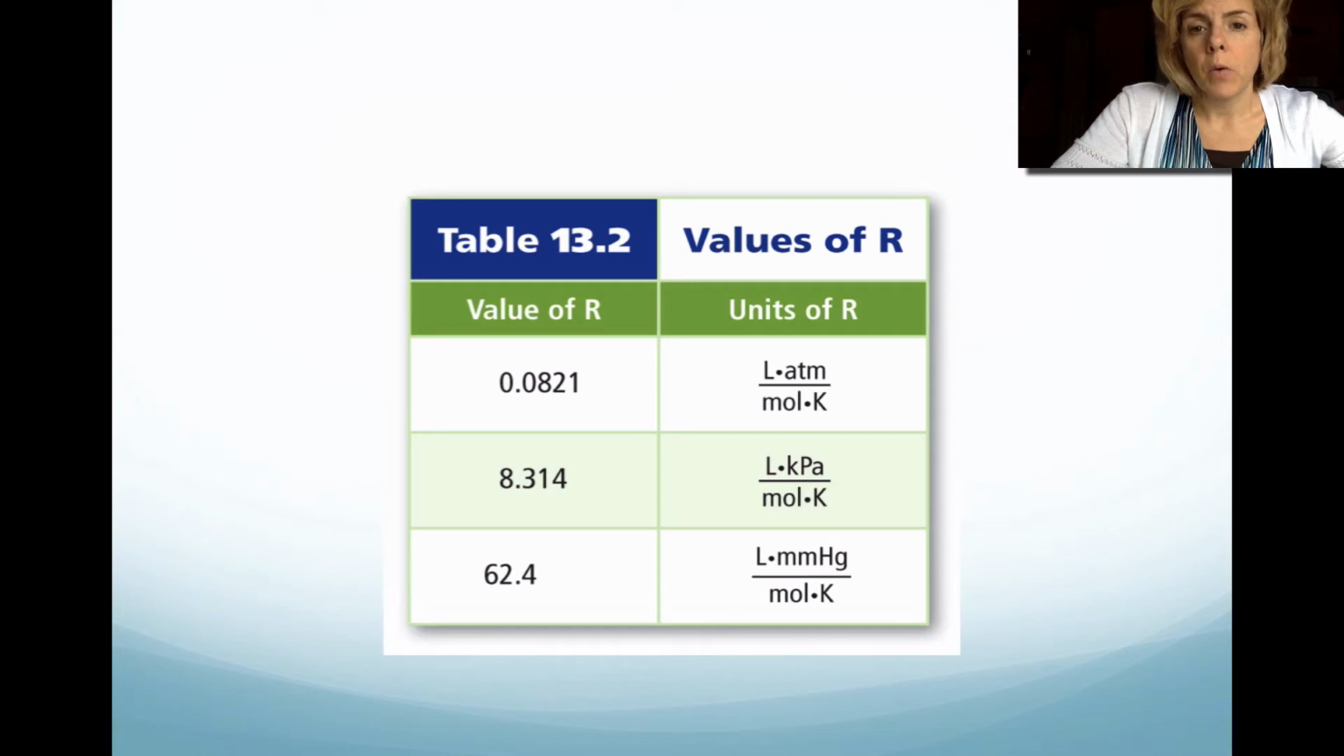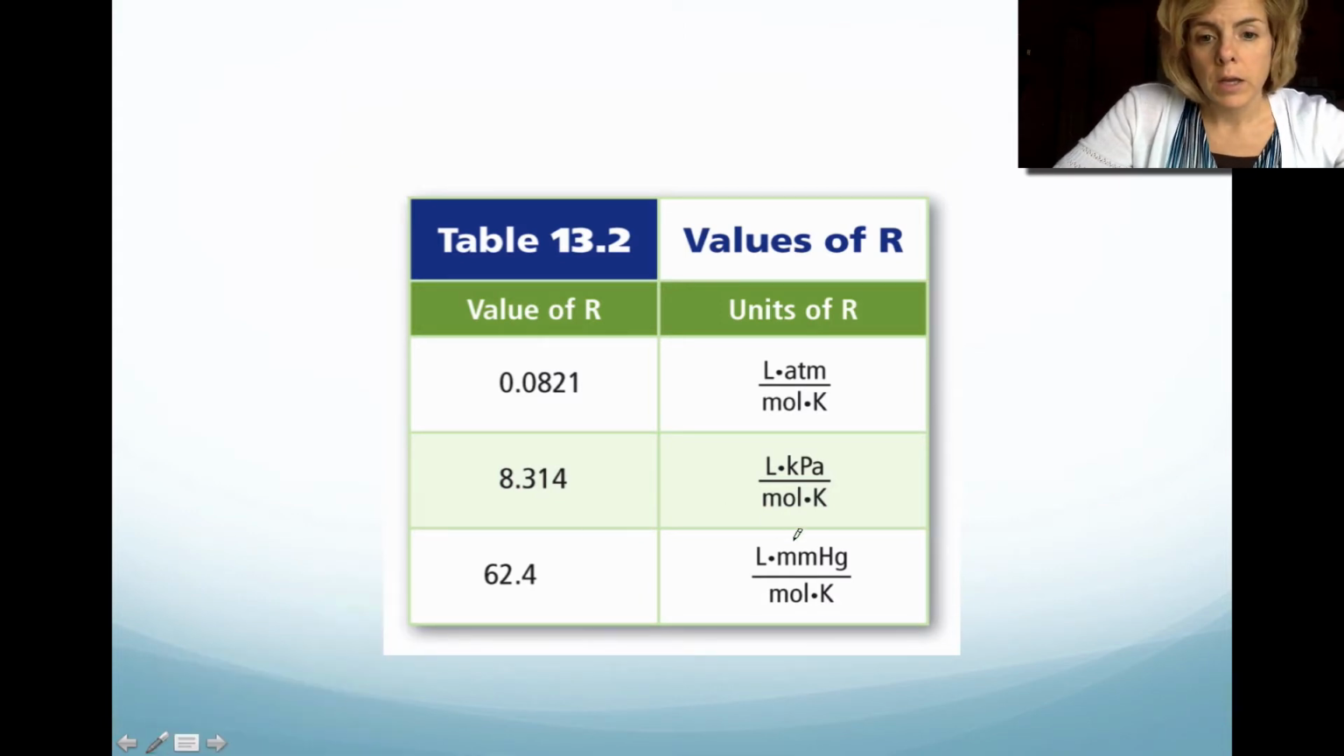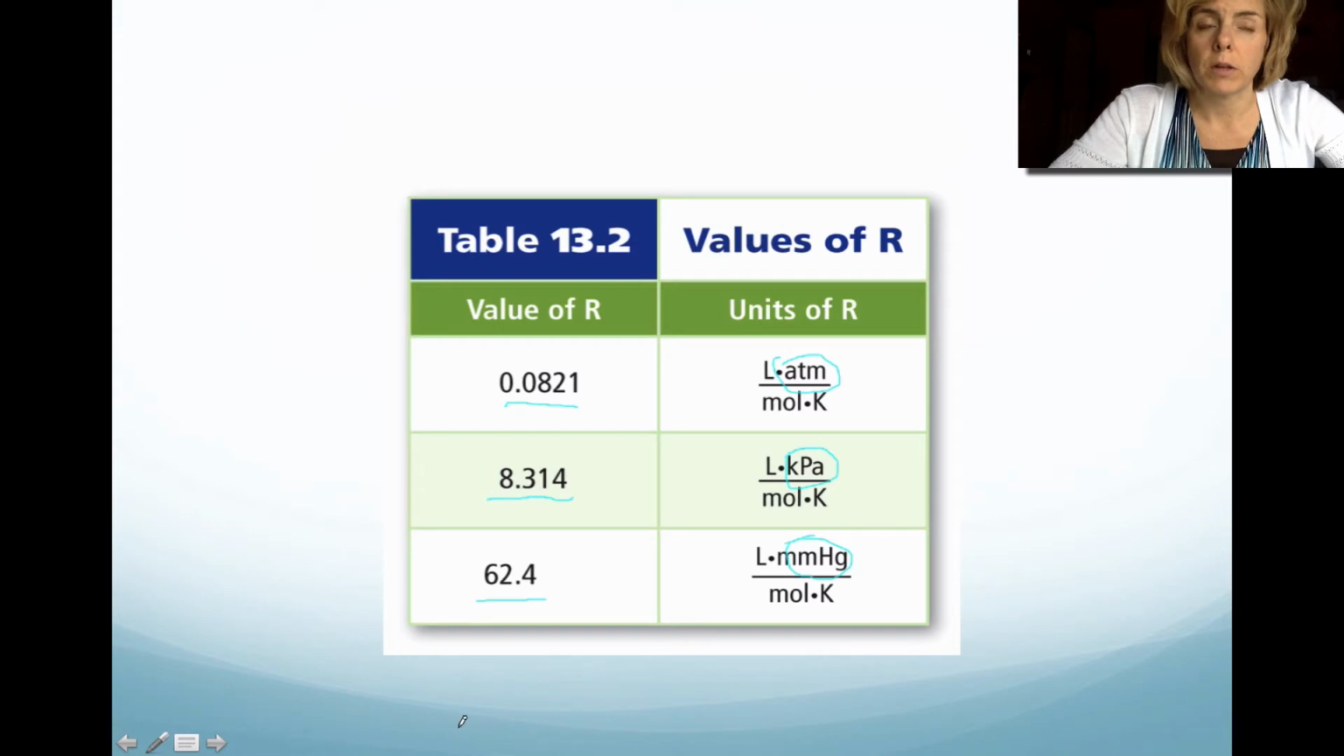Okay, so the different versions of R, and you need to pay attention to these. This is where a lot of students run into trouble. It's the pressure unit that really tells you which R value to use. If you have atmospheres, you use this one. If it's kilopascals, you use that one. If it's millimeters mercury, you use that one. So you have to pay attention to the pressure.